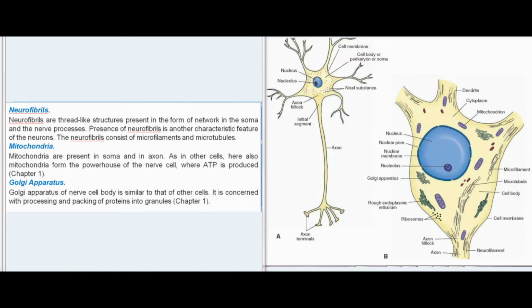Mitochondria are present in soma and in axon. As in other cells, here also mitochondria form the powerhouse of the nerve cell, where ATP is produced. Golgi apparatus of nerve cell body is similar to that of other cells. It is concerned with processing and packing of proteins into granules.